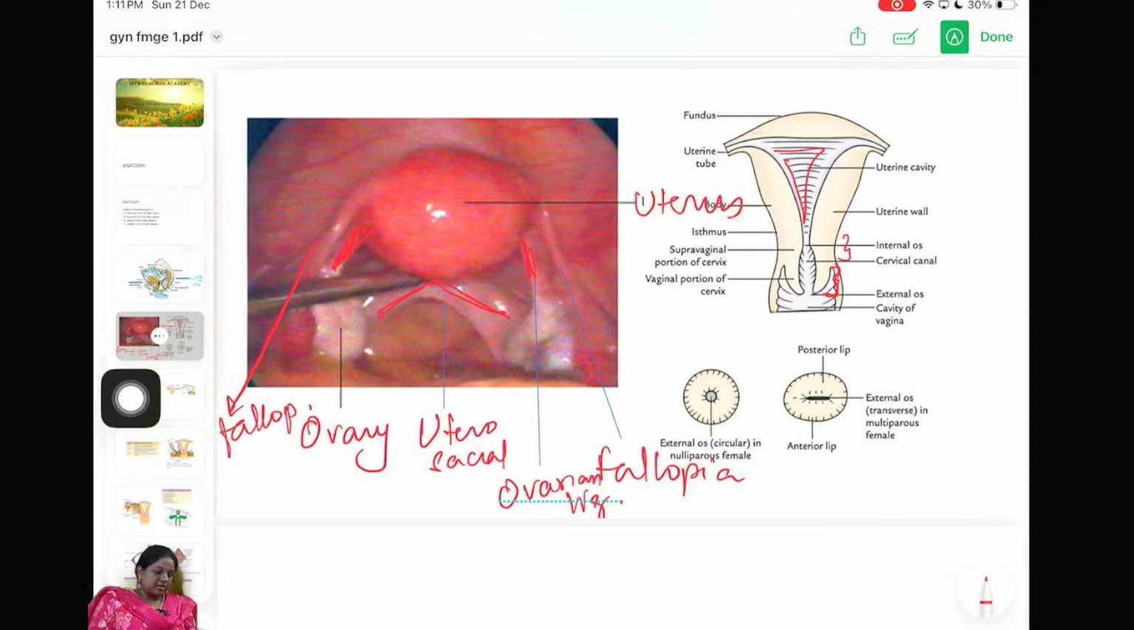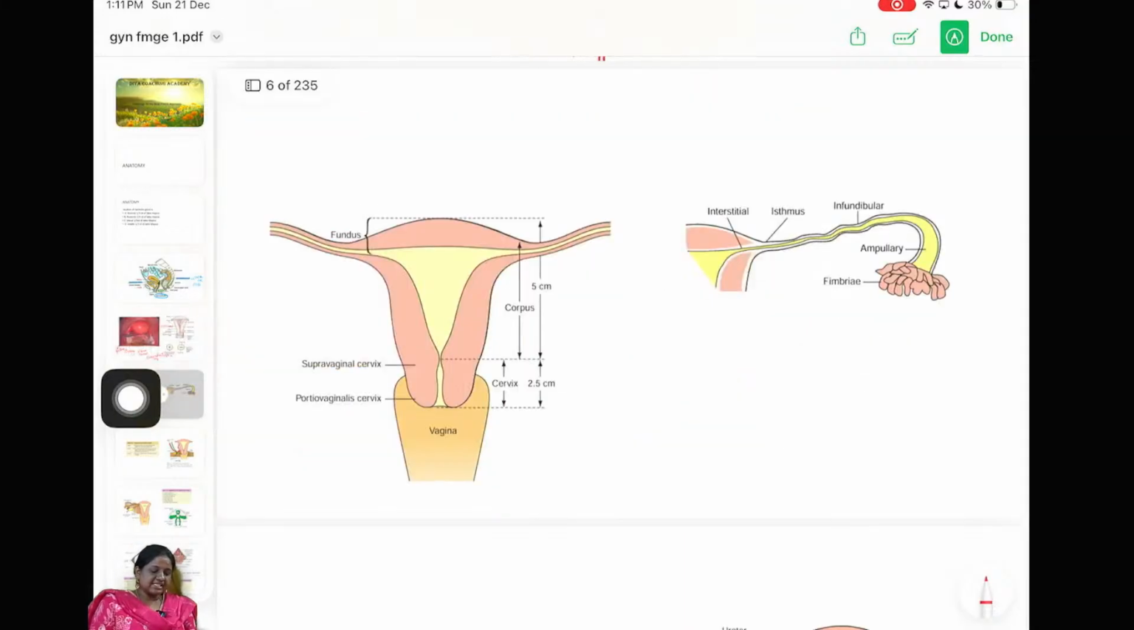Next, if you see the tubal anatomy, it is going to be fimbria. Next comes infundibulum, then ampulla, then isthmus, and finally the interstitium, which is found inside the uterine wall. So ampulla is the place where fertilization occurs, and ampulla is the most common site of what? Very good, ectopic pregnancy.